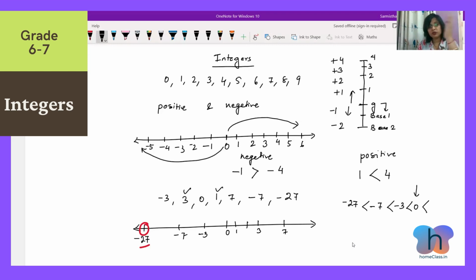Now we need to move to the positive side of the number line. So this is 1, this is 3, now this is 7. Now see again, -3 is less than 0, but +3 is greater than 0.